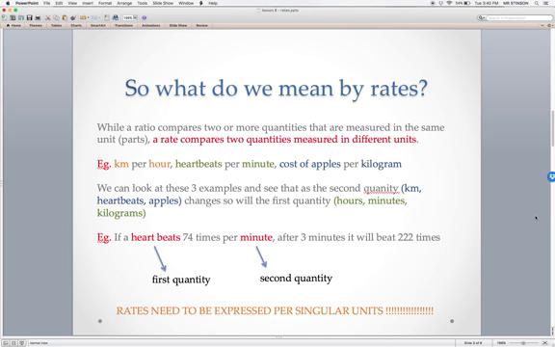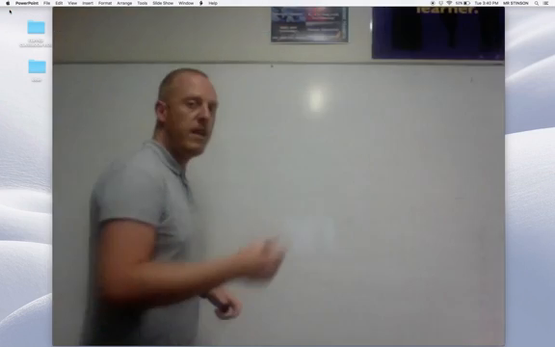For example, if a heart beats 74 times per minute, then after 3 minutes, it's going to beat more times: 222 times to be exact. Secondly, we need to understand, so put your eyes to the bottom of the screen right now and have a look, that rates need to be expressed as singular units. So I'm going to do a quick example on the board right now about rates.